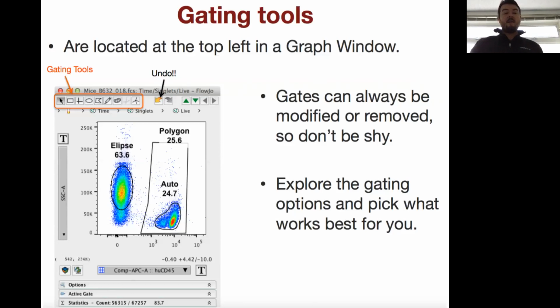One really handy thing, if you're using the auto gate and you find you've landed on the wrong contour, you can click the active gate option at the bottom of the graph window and either click the plus or minus sign to change the contour on which that auto gate has been applied. So that's a really important feature in FlowJo, obviously, gating.